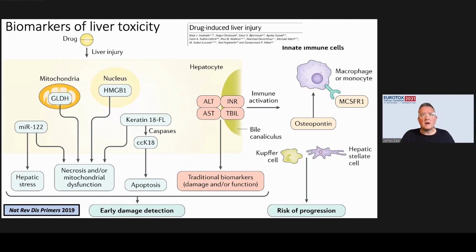Now, there are a panel of biomarkers that are being developed by the consortium such as SAFE-T and now by TransBioLine, and many of the audience will know them well. These include MIR122, keratin 18, HMGB1, GLDH, osteopontin, MCSF1. Now, they each have slight differences and read out slightly different processes. And for today's talk, I'm only going to talk about two of them, MIR122 and keratin 18, because these two are probably the lead candidates for my context of use.